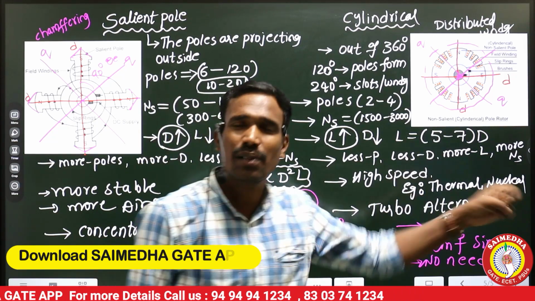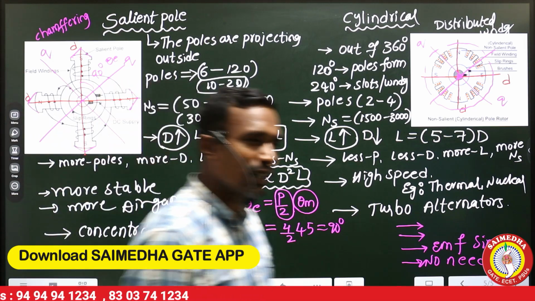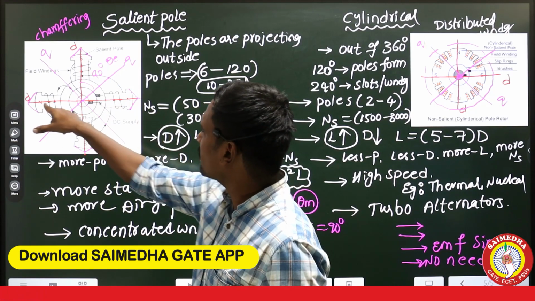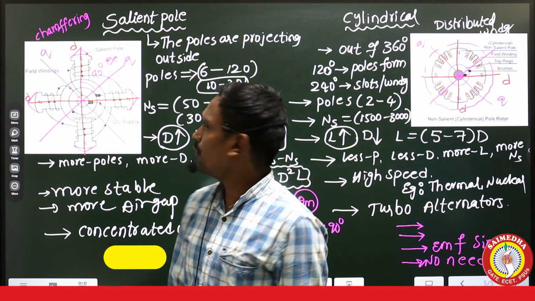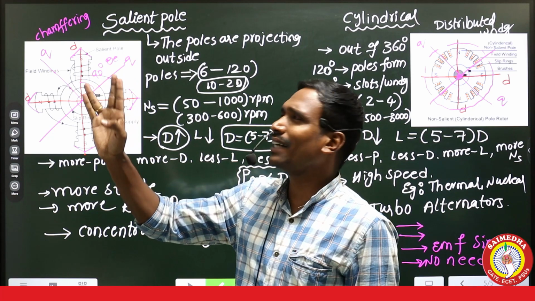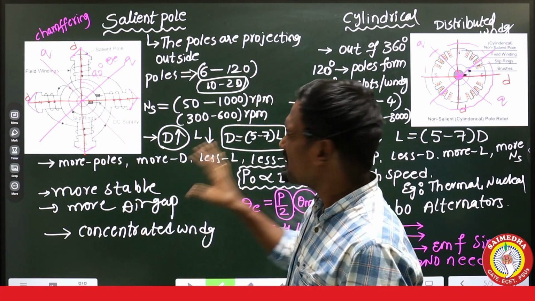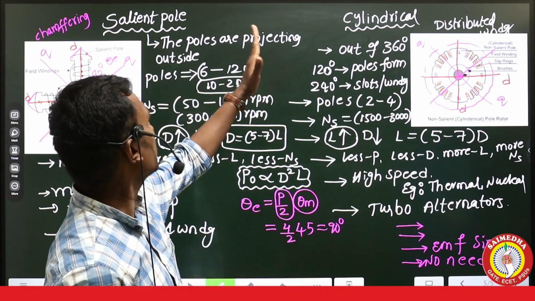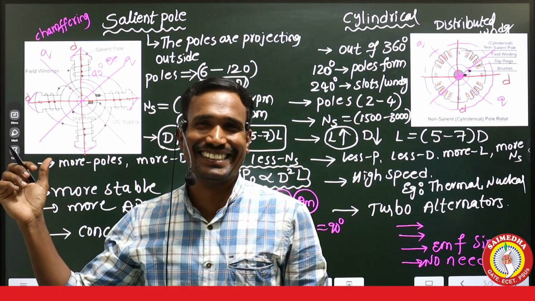Concentrated winding, distributed winding. And you know theta electrical equals P by 2 times theta mechanical. And you know the basics: however many poles there are, that many axes will be there. If 4 poles are there, then 4 axes will be there, of which 2 are the Q axes and 2 are the D axes. So these are basic concepts you already know, I think. Yes or no, guys? So these are the differences between salient pole and cylindrical pole synchronous rotors. Thank you, guys.